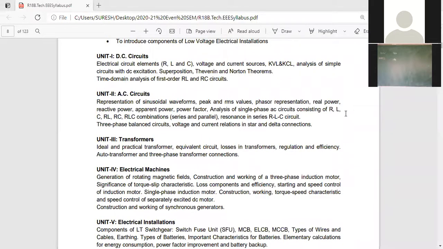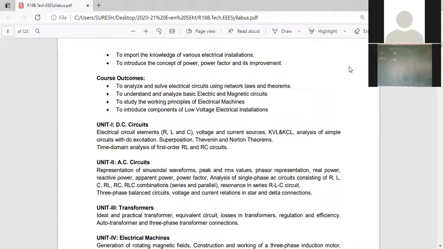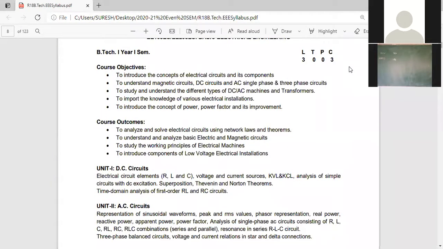Okay, see here. In basic electrical engineering, in the first unit, we are having electric circuit elements. See the electric circuit elements R, L, and C. Voltage and current sources, we have completed. KVL, KCL is completed.